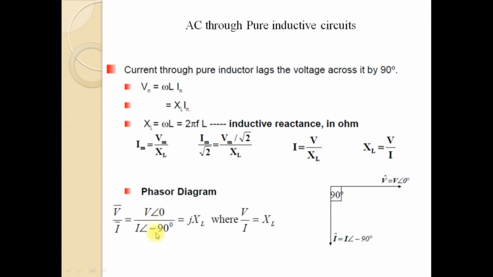So from here V by I you get XL, and you can see that XL will have an angle of plus 90 degrees, which is represented as j here. So in Cartesian form, or in R plus jXL form, the pure inductor is represented as jXL, and in polar form it will be represented as magnitude XL angle 90 degrees.